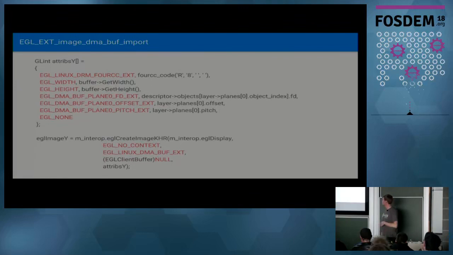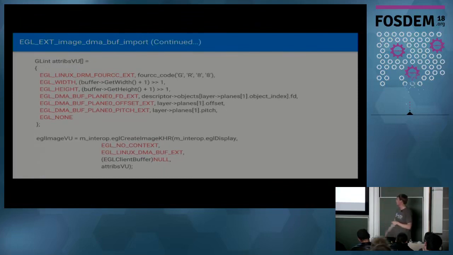But so here we're actually just importing an R8 texture in the Y plane, and then in the UV plane we import a GR88 texture. And yeah, those two are the problem, because converting from the DRM format to a GL format requires a certain level of OpenGL, which is just unfortunate.